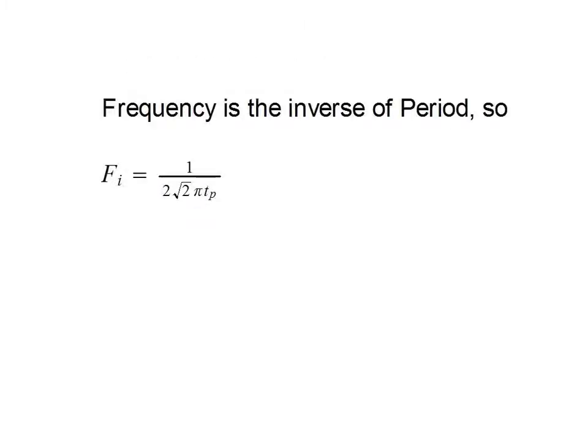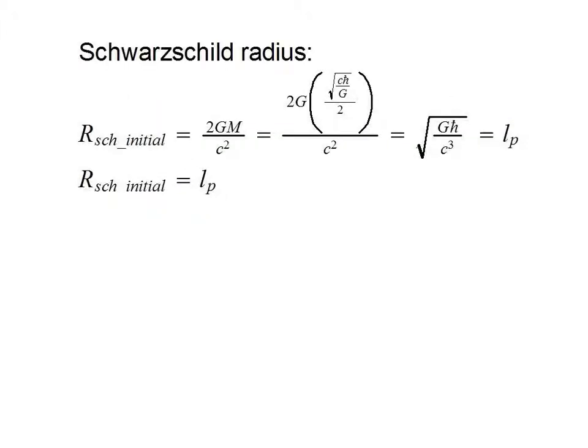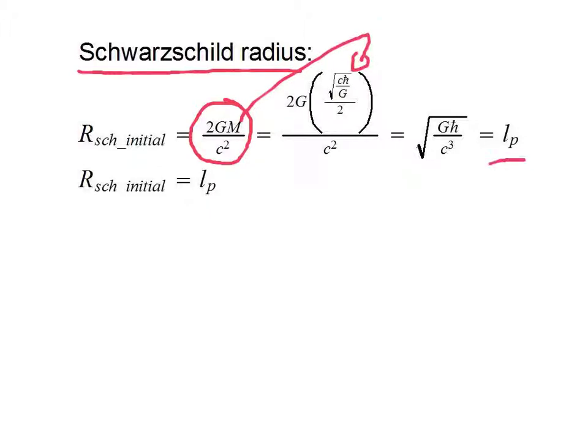Frequency is the inverse of period. So the initial frequency is 1 over 2 times the square root of 2 times pi times the Planck time. Of interest is the Schwarzschild radius. It's given by this equation. If we plug in our value for the initial mass, we find the Planck length. Therefore, the initial Schwarzschild radius was equal to 1 Planck length.